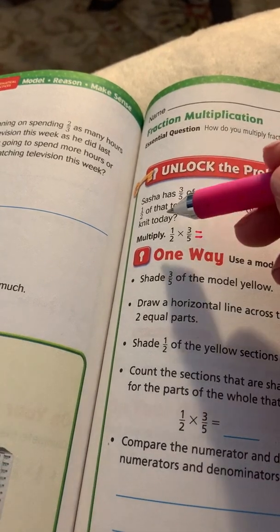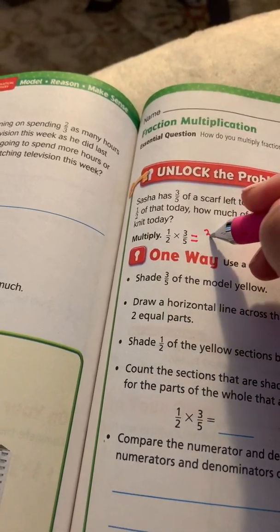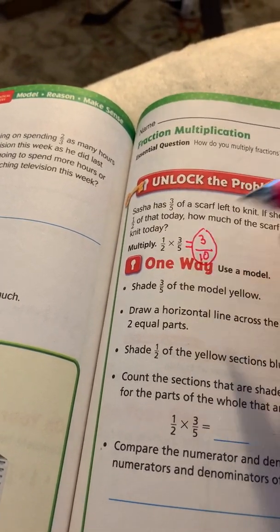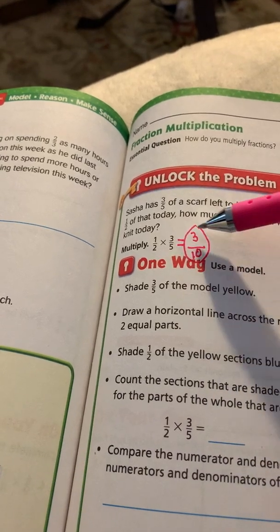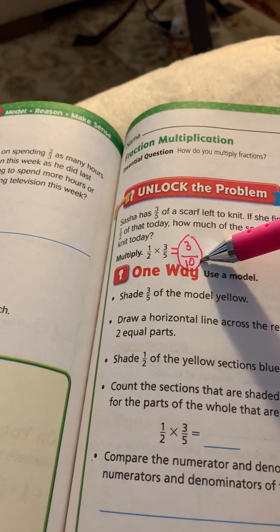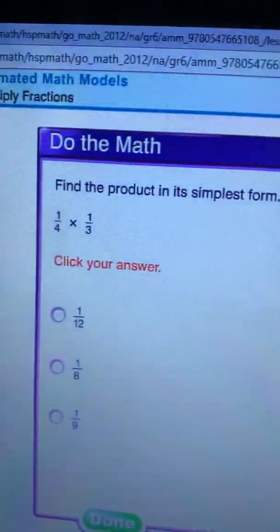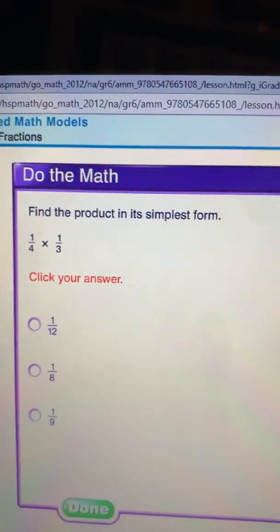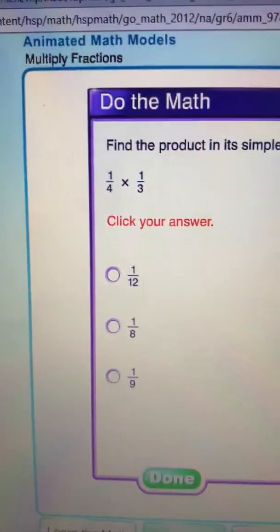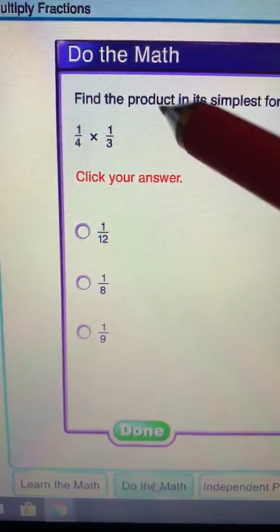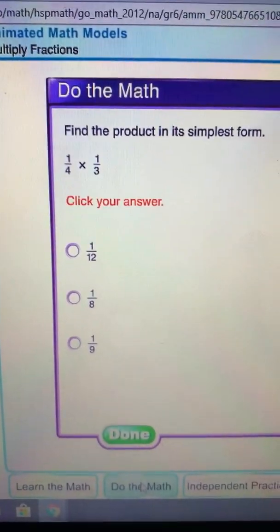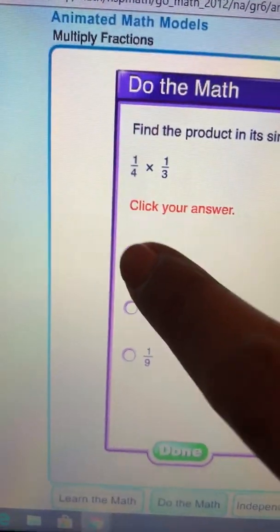All you're going to do on this one is 1 times 3 is 3, and 2 times 5 is 10. Now, your answer here is 3/10. That's its simplest form. You cannot simplify it anymore. So now let's do another example here. In this case, I want us to find the product in its simplest form. 1/4 of 1/3 is, multiply straight across, 1 times 1 is 1, and 4 times 3 is 12. So the answer on this one is going to be 1/12.